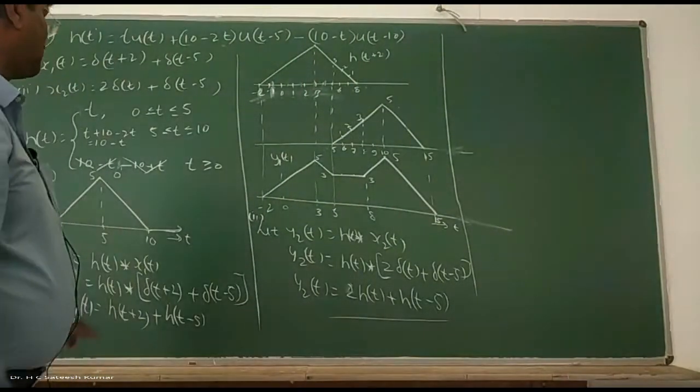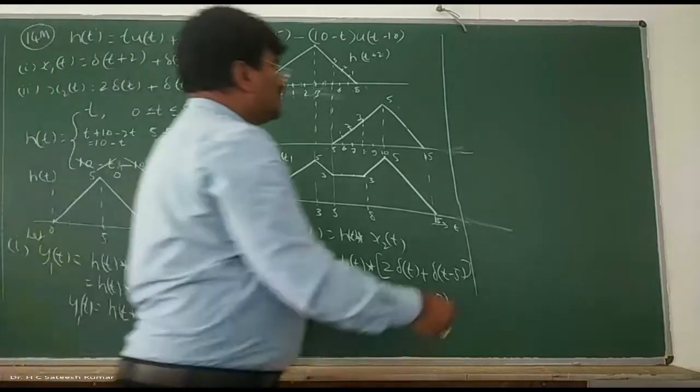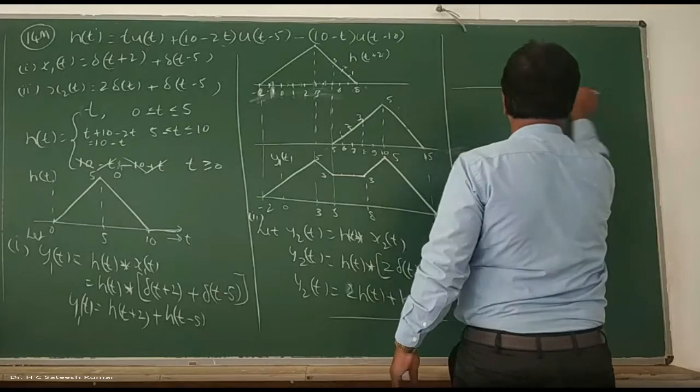Two into h of t, with the peak 10 times, so double that, the amplitude becomes 10 at the peak. So therefore, 2h of t will be something like this.